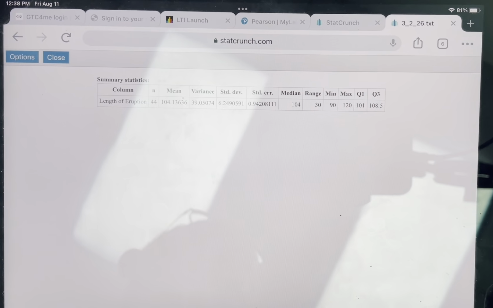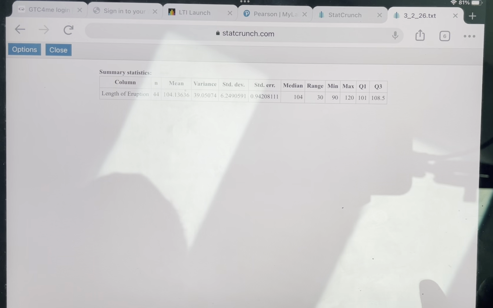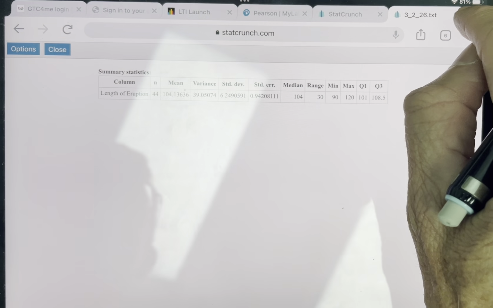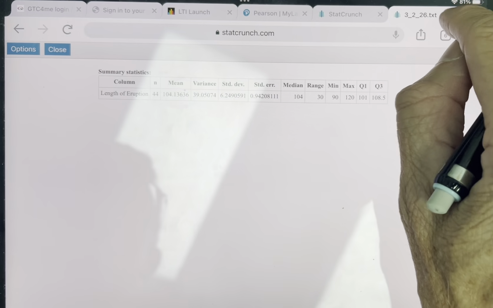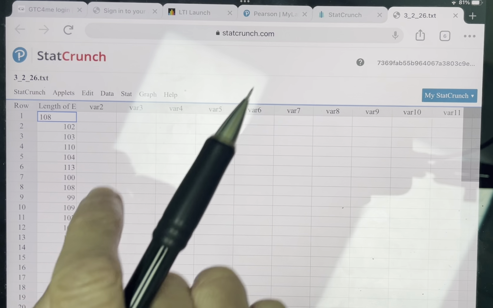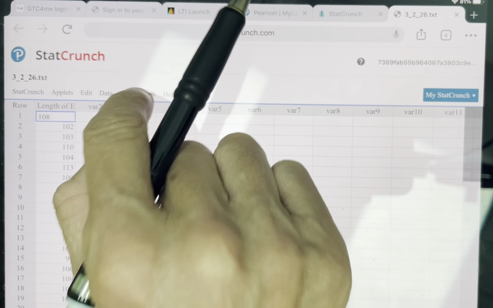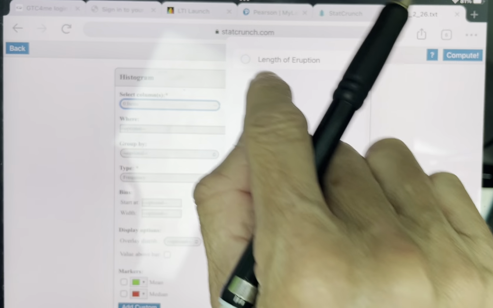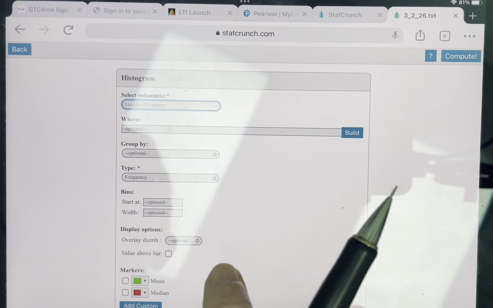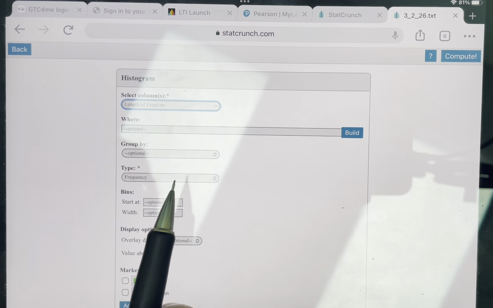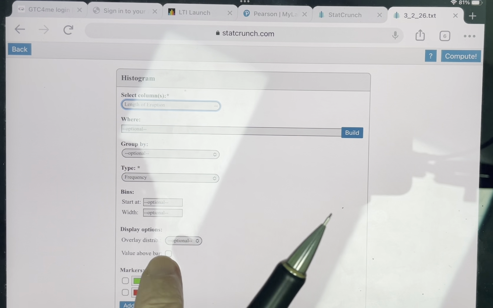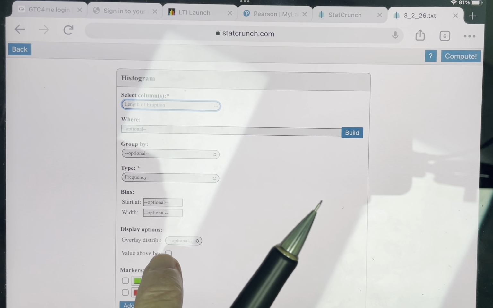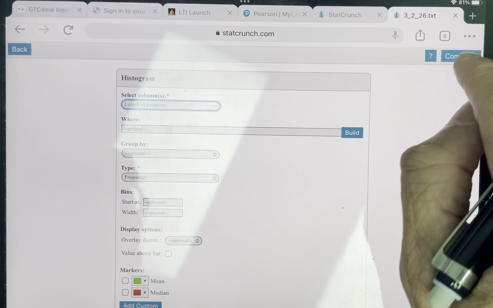Let's go back to here. I'm going to close this because I got to go back. Yep, there's my data. Graph, histogram. My column is length of eruption. I can do a frequency histogram. That's already selected. We can put values above the bars if you want to. Let's go ahead and compute it.